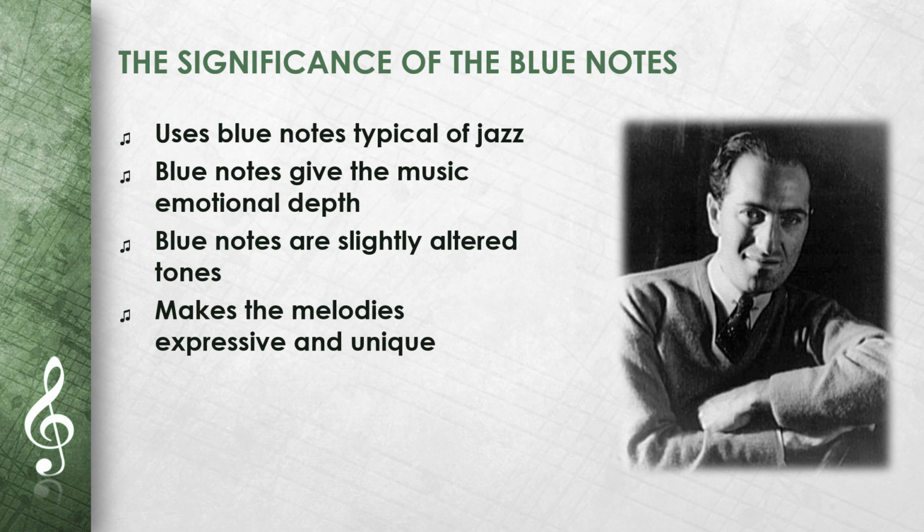In An American in Paris, Gershwin uses so-called blue notes. These are typical of jazz and give the music a particular emotional depth. Blue notes are slightly altered tones that are played a little lower or higher than in classical music. They make the melodies in Gershwin's piece expressive and unique.